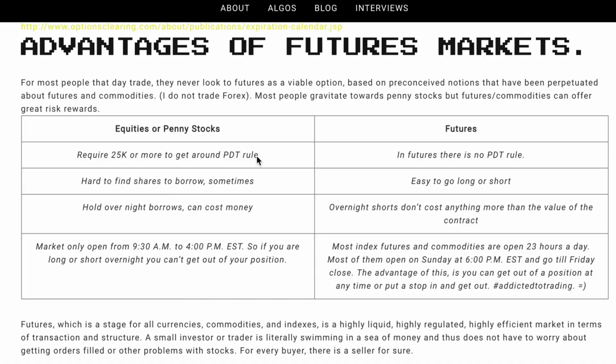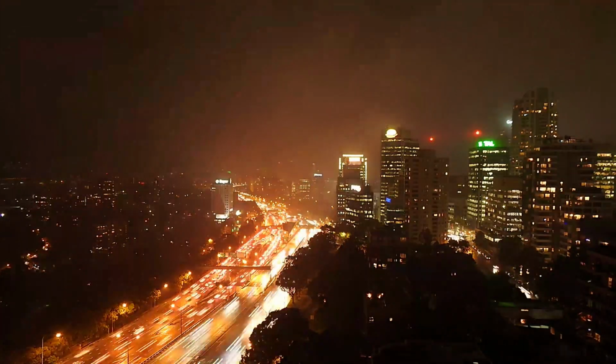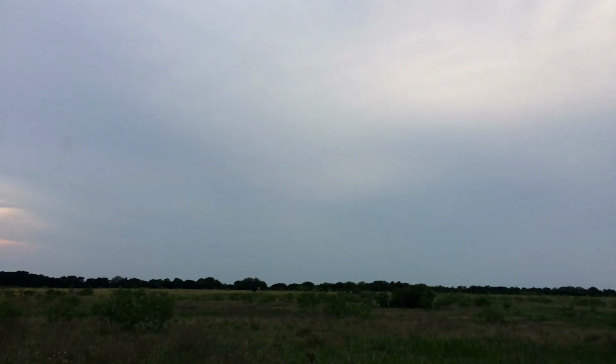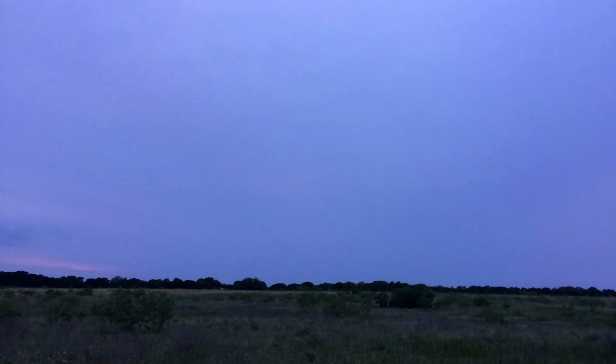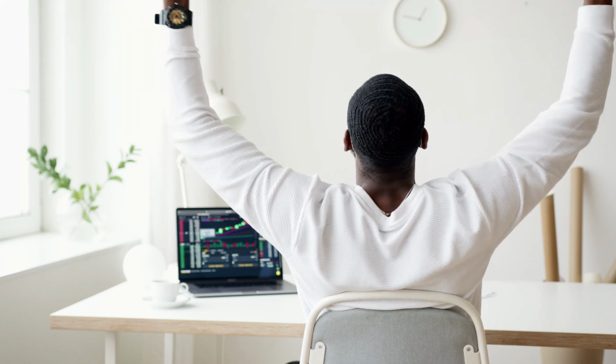Also, in the equities world, the market is only open from 9:30 a.m. to 4 p.m. Eastern Standard Time. So if you are long or short overnight, you can't get out of your position. Think about that. Something happens overnight, you're stuck. Most index futures and commodities are open 23 hours a day. Most of them open on Sunday at 6 p.m. Eastern Standard Time and go till Friday at 5 p.m. Eastern Standard Time. And the advantage of this is you can get out of a position at any time or put a stop in and get out.